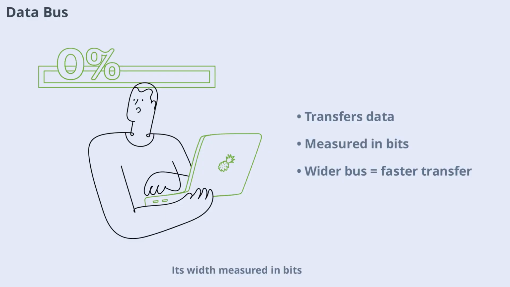Its width, measured in bits, determines how much data can be moved at once. A wider data bus means faster data transfer and improved overall performance.